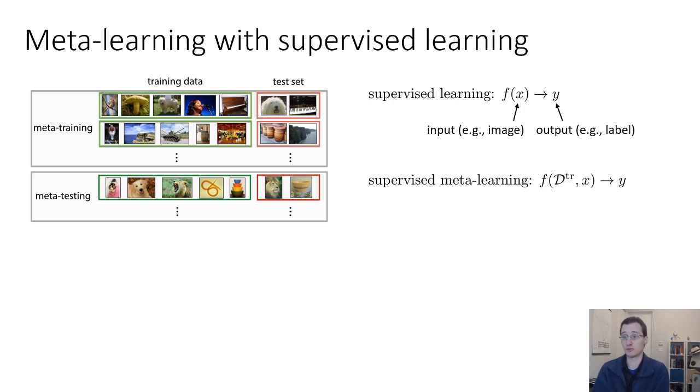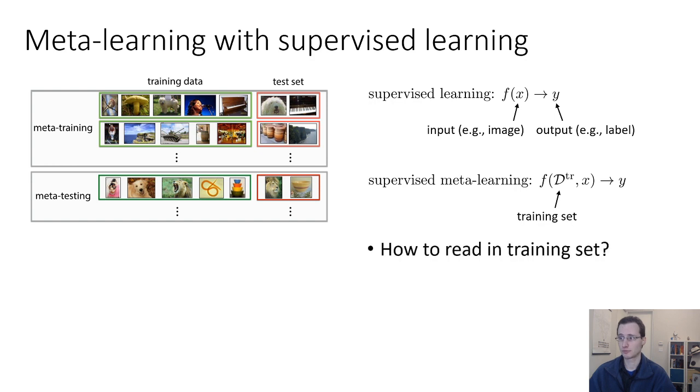Are there any models that we've already learned about in this course that could allow you to represent f? What if you view dtrain as a sequence of images and labels? If you view it as a sequence, are there any techniques that we've already covered that could be used to represent f? So dtrain is a training set. It's a set of images and their labels.